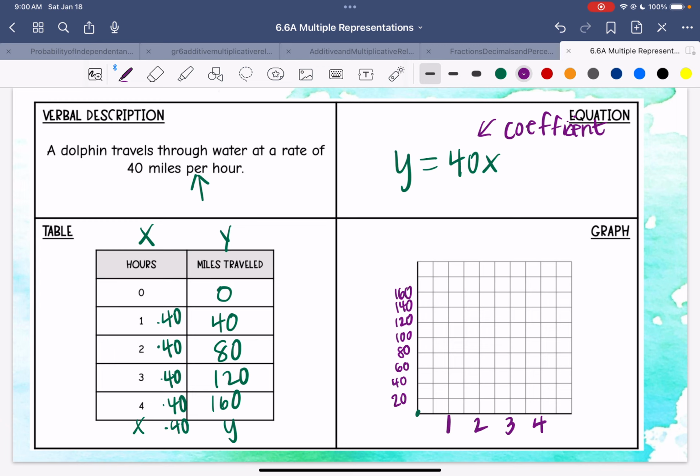Okay, so now my first ordered pair is 0, 0, which I have. The next one is 1, 40, 2, 80, 3, 120, and then 4, 160. So I'm going to connect and make my line. Now, if you notice, it's a straight line and it goes through 0, 0. Meaning that's a proportional relationship or a multiplicative relationship. We typically say multiplicative relationship in 6th grade, and then we switch over to proportional relationship in 7th and 8th, but neither here nor there.